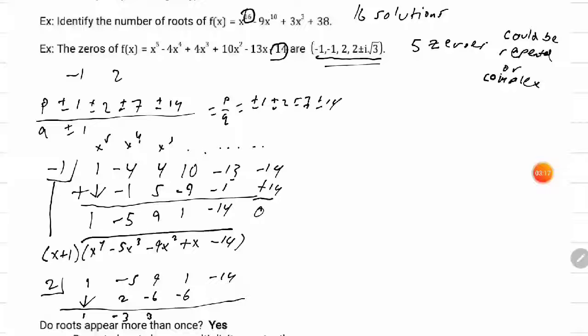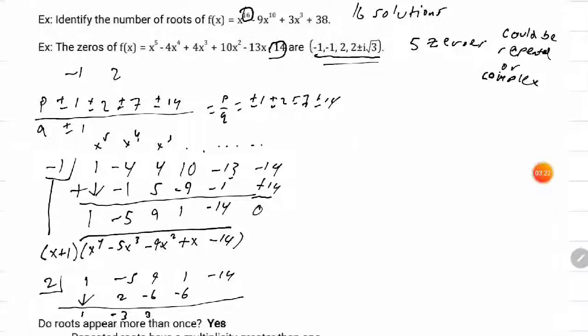Did I mess up somewhere? Oh, it's positive 6, sorry. And then that's 7. 7 times 2 is 14, gets 0. Okay. Next step.